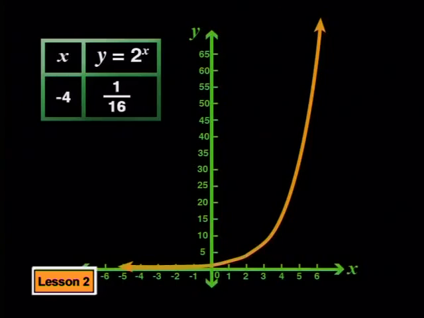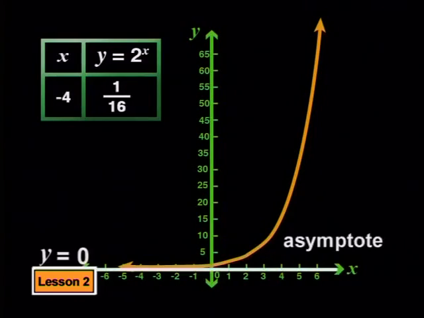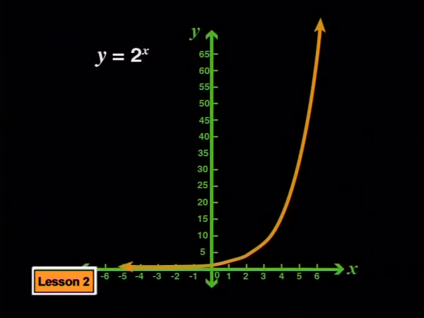So the graph will move closer and closer to the x-axis, but will never intersect it. We say that y equals 0 is an asymptote for the function y equals 2 to the power of x, and y equals 0 is everywhere on the x-axis. So the graph can never have a point that is on the x-axis. So here is our complete graph for y equals 2 to the power of x.